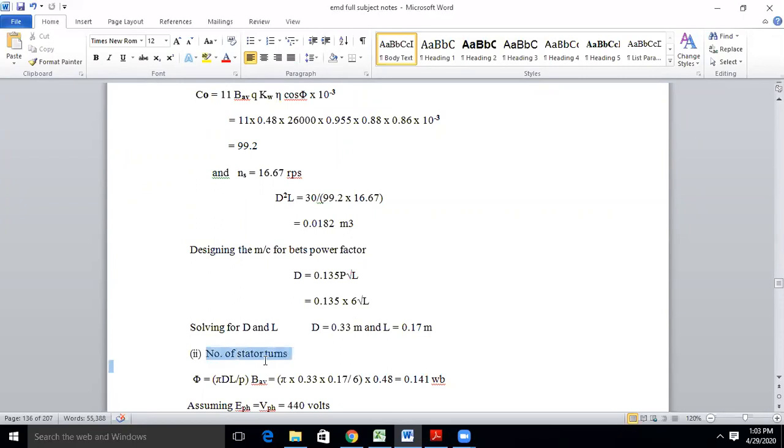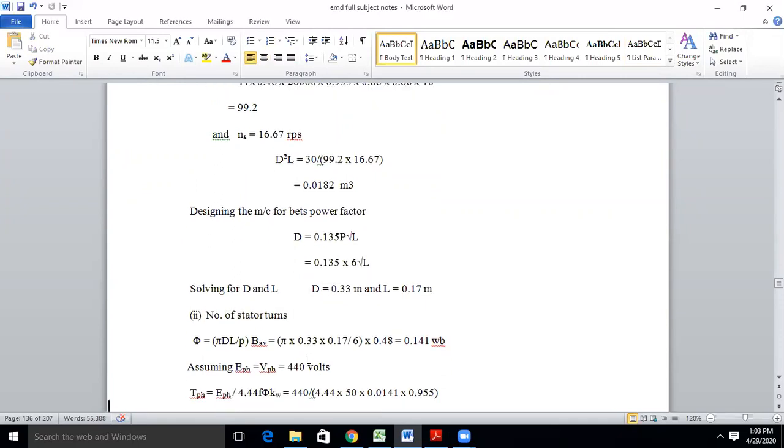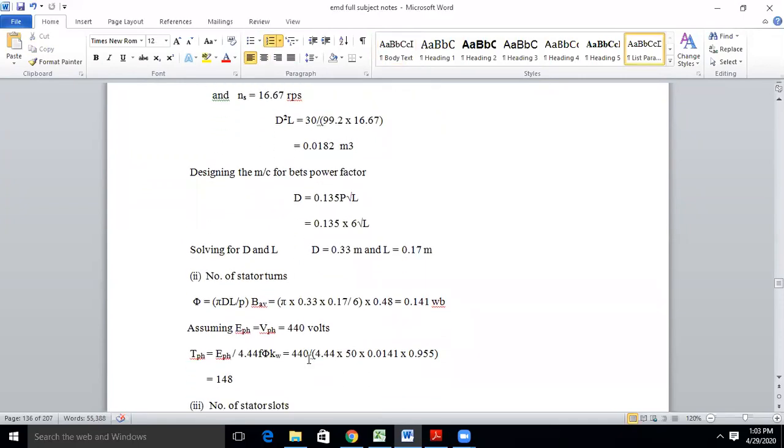Second point, number of stator turns. In order to get the number of stator turns per phase, we need to calculate phi. How can we calculate phi? Again, phi is equal to pi d L divided by p, times B av. This is the equation for the phi value. So from this, we can put the values and we get phi as 0.4141 Weber.